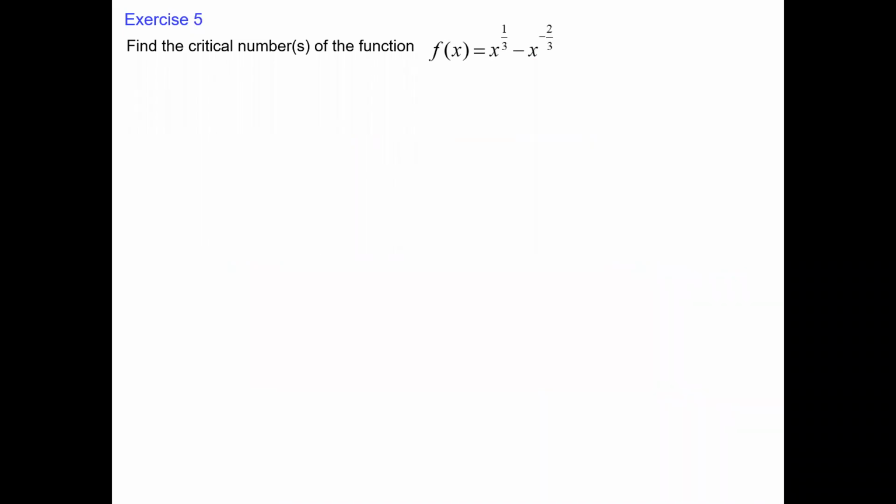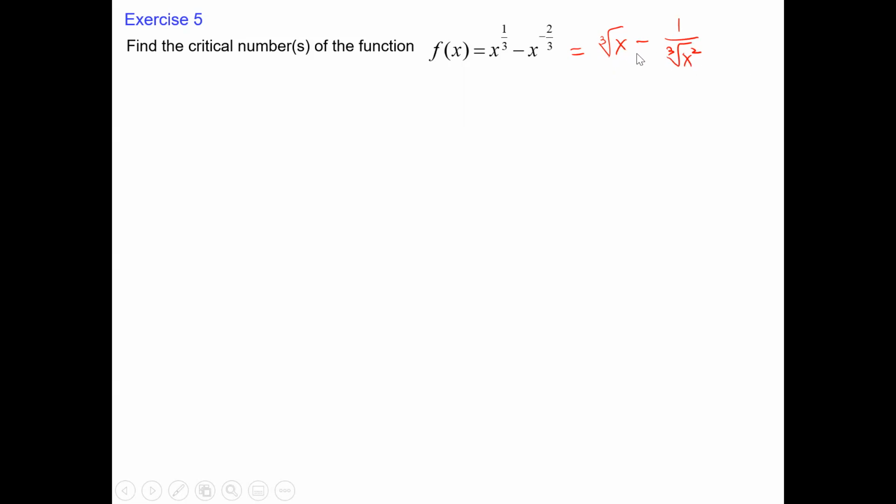Funny function: x to the power of 1/3 minus x to the power of negative 2/3. These rational exponents, 1/3, 2/3, negative 2/3, indicate a cube root. That means this is cube root of x, and this is cube root of x squared, but in the denominator. If I rewrite this function, I will write cube root of x minus 1 over cube root of x squared. That form shows me right away that x equals 0 is not in the domain.